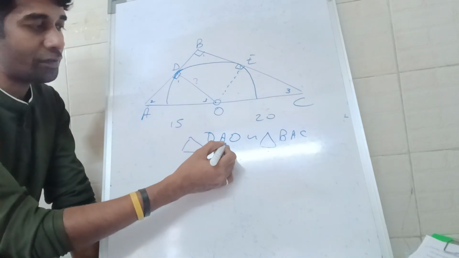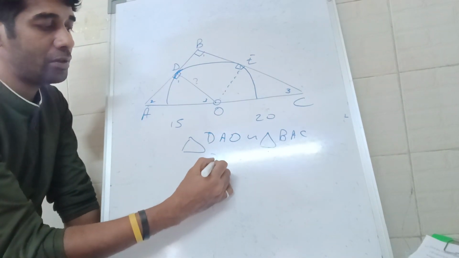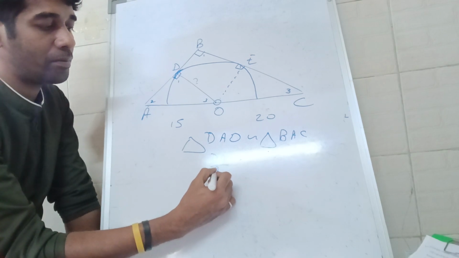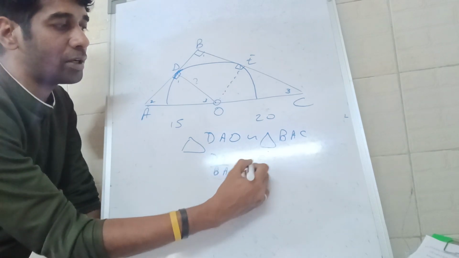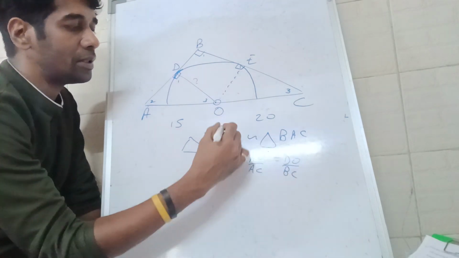Then I'll take the ratios of the sides: DA upon BA is equal to what? AO upon AC is equal to what? DO upon BC.